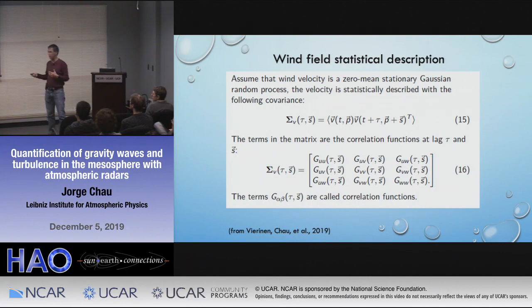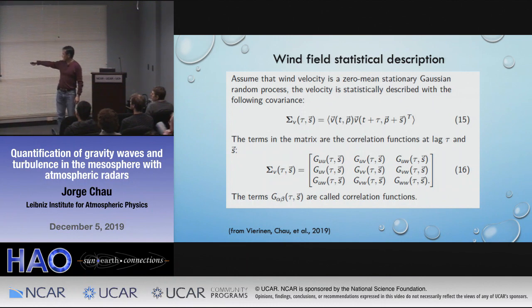So I want to know the characteristics of the process. And for that, we are going to get into the correlation function as a function of time and space of the zonal wind square, the meridional wind square, the vertical wind square, and the momentum fluxes: zonal-meridional, zonal-vertical, meridional-vertical. That is the Reynolds stress tensor. That is what we are after. Everybody would like to have that.